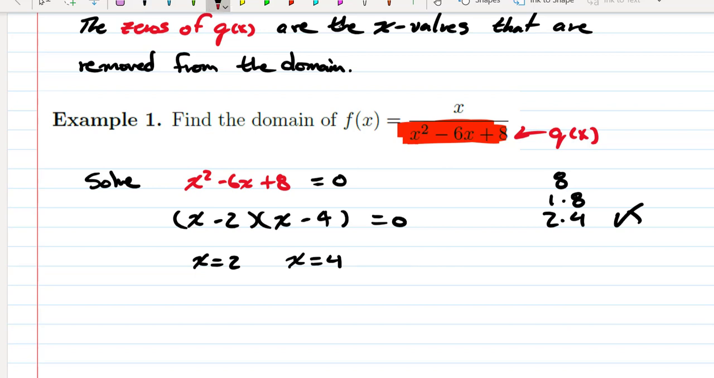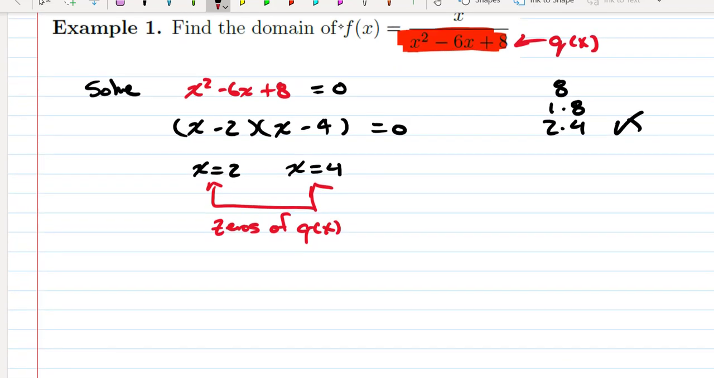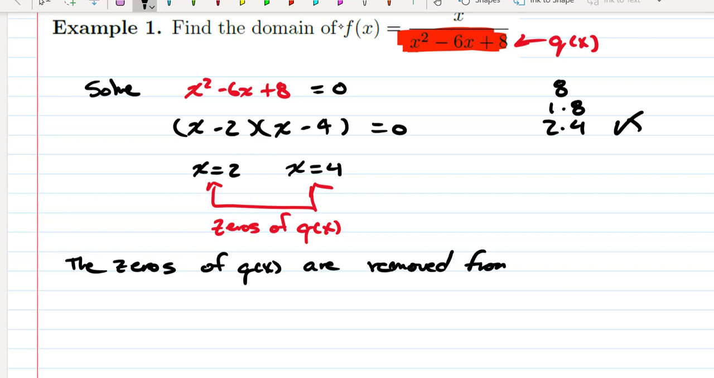So according to this, these are the zeros of q of x. They must be removed from the domain. So these are excluded from the domain. So the zeros of q of x are removed from the domain.